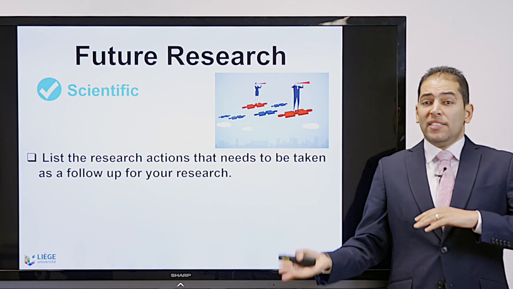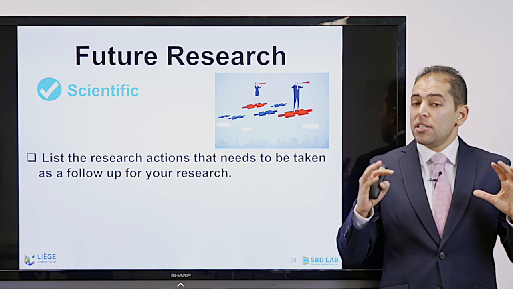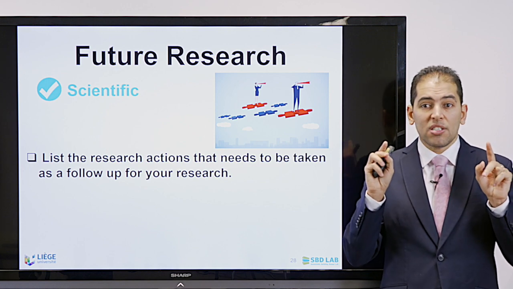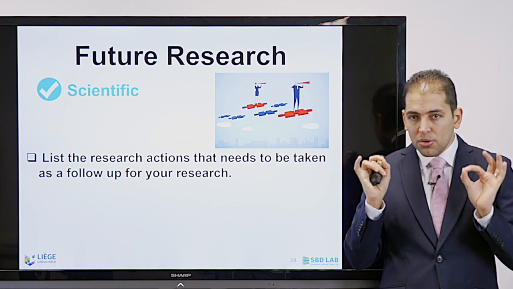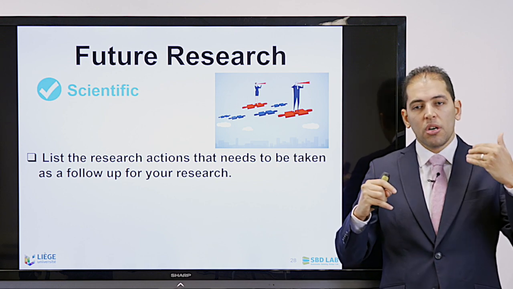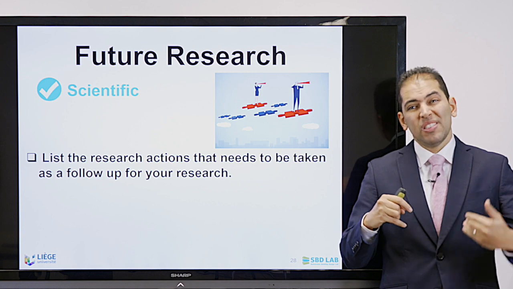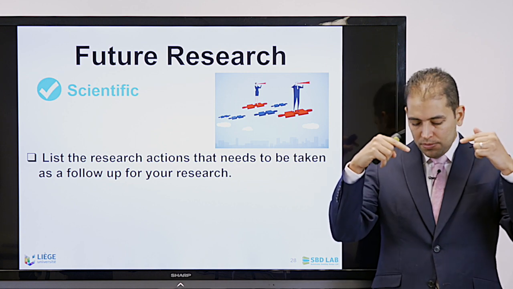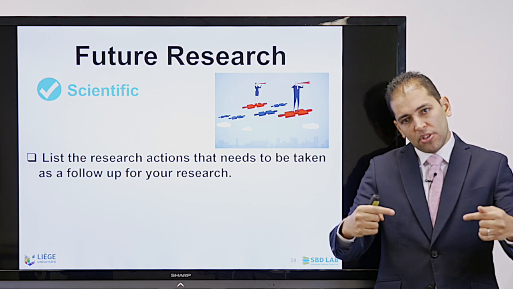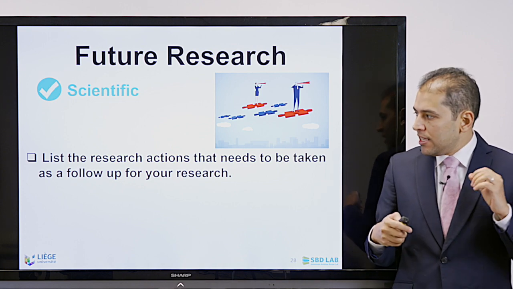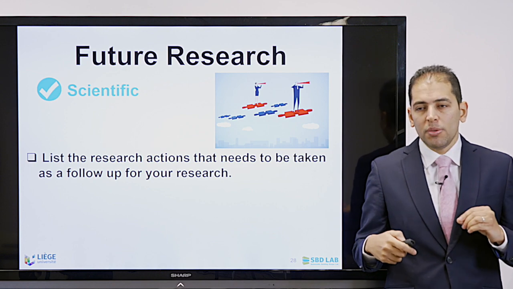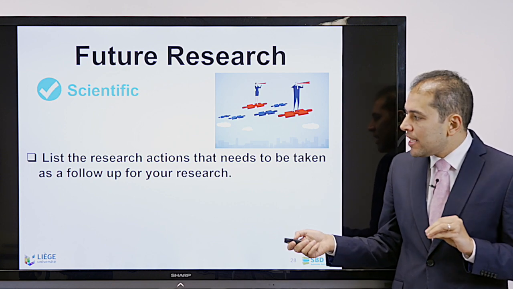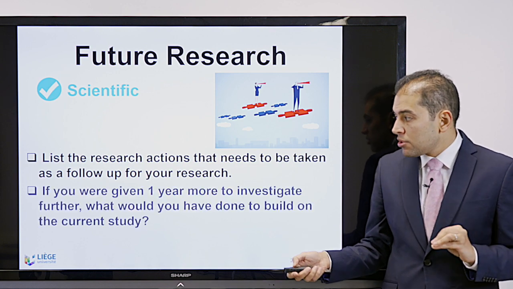However, the second part of this section, which is the scientific part, is future research. When we say future research, this is written for scientists. So the future research is for a follow-up colleague. He or she will take your place, put themselves in your shoes, and do the directly next coming research that should follow what you did. Here you need to talk about what should be done. You have to list the research actions that need to be taken as a follow-up for your research.